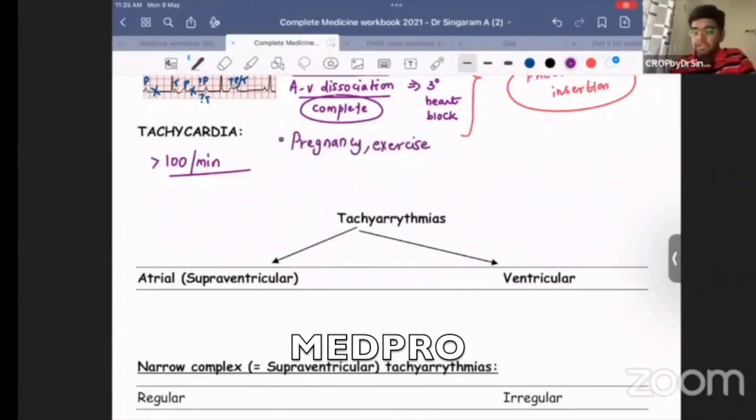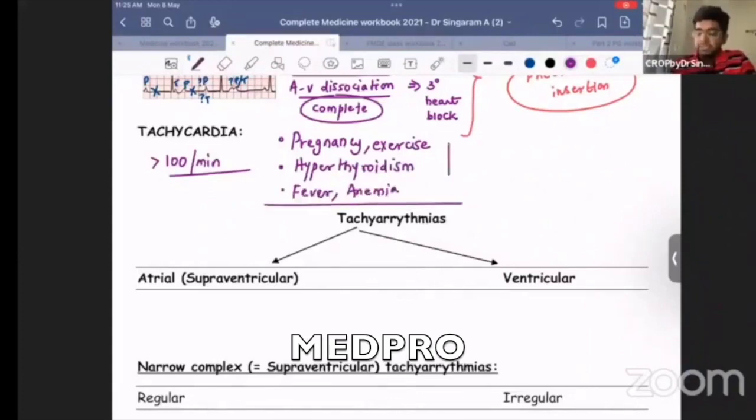What are the pathological conditions? I told you hypothyroidism for bradycardia. So here it will be hyperthyroidism for tachycardia. Anything else? Even fever, you can get tachycardia. Anemia, you get tachycardia. So many conditions you can get tachycardia.